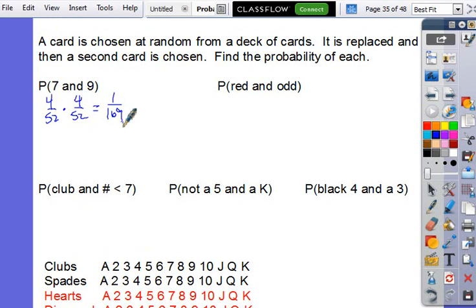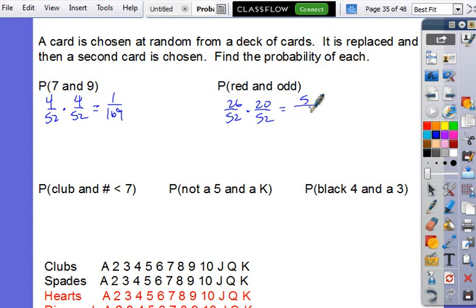Is that right? All right, red, 26 out of 52 times odd. All right, make sure you understand that 20 right there for the odd, because people were missing that on the test. All right, odd and even for the deck of cards is 20. Answer here is what? 5 over 46.